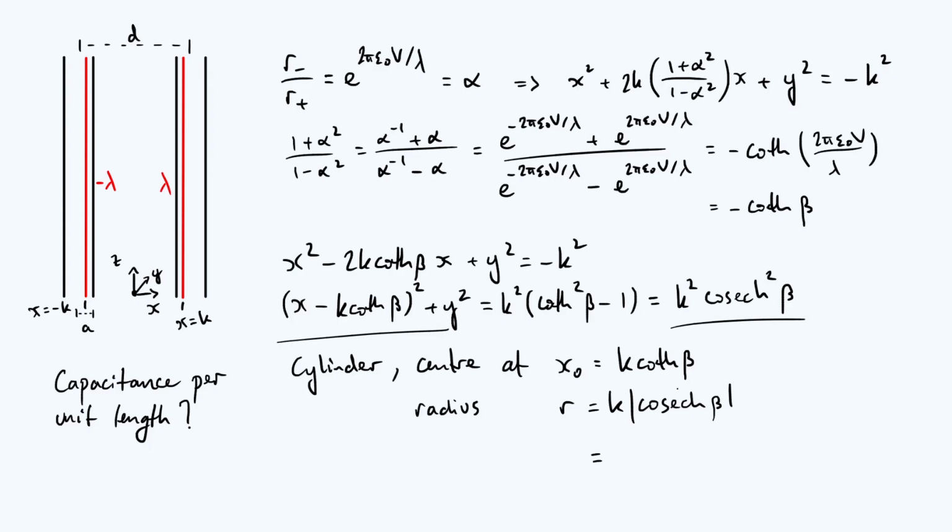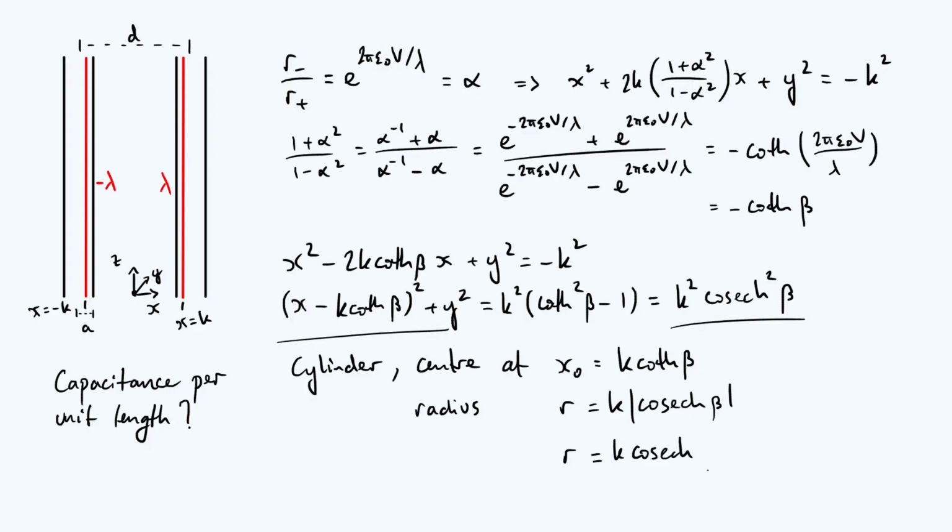This works because hyperbolic cosec is an odd function. That means taking the modulus of the function itself is equivalent to taking the modulus of its argument. So we can say its radius is k times hyperbolic cosec.